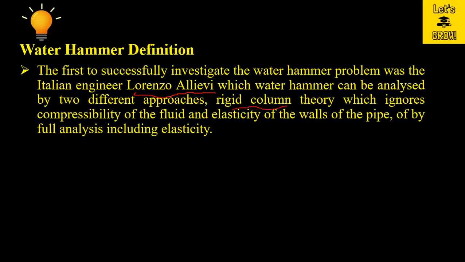The rigid column theory, which ignores the compressibility of the fluid and elasticity of the walls of the pipe, or by full analysis including elasticity. So there are two approaches to analyze this water hammer, but we are not going to discuss the approaches. The basics about these two approaches are: the first approach suggests that the compressibility of fluid is ignored, whenever any fluid is present that is compressible up to some extent.